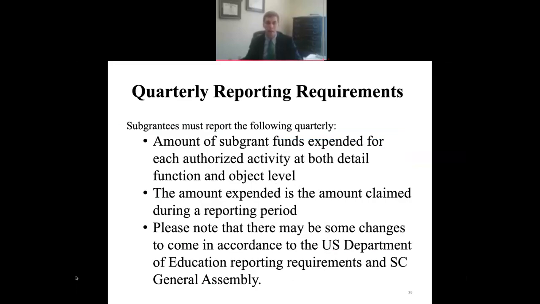And there will be some quarterly reporting requirements. So subgrantees must report the following quarterly: the amount of subgrant funds expended for each authorized activity at both the detail and the function and the object level, so keep that in mind. The amount expended is the amount claimed during a reported period. So in other words, if you've claimed during a quarter, that is the amount that you will actually report on the reporting template.